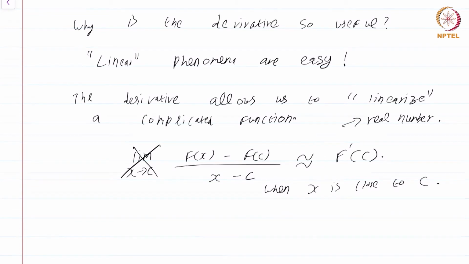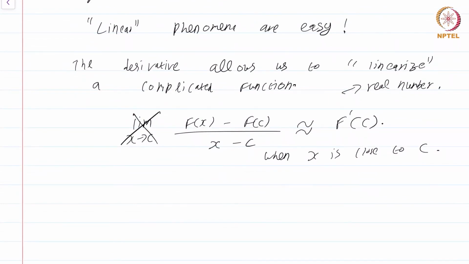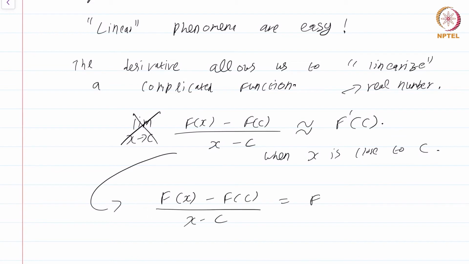Now, I don't know what an approximation means precisely, right? We are not in the habit of using sloppy language in this course. So what I will do is, instead of saying it's an approximation, I will say f of x minus f of c by x minus c is equal to f prime of c plus some error term.